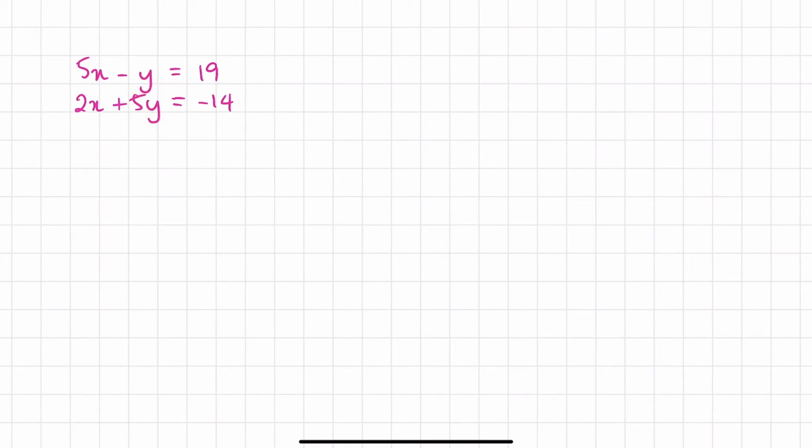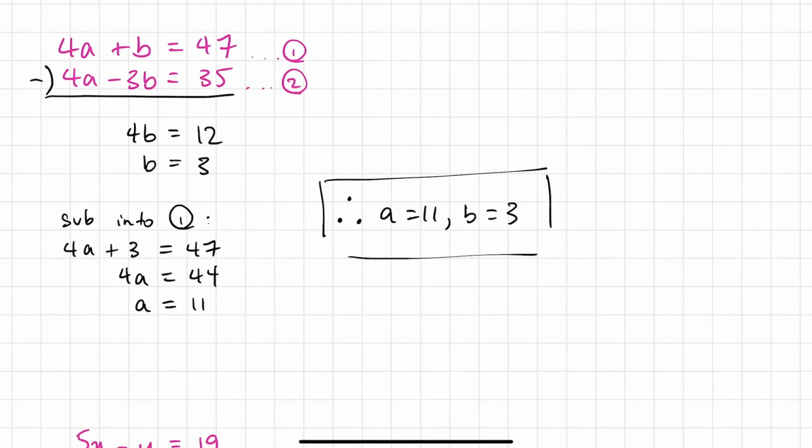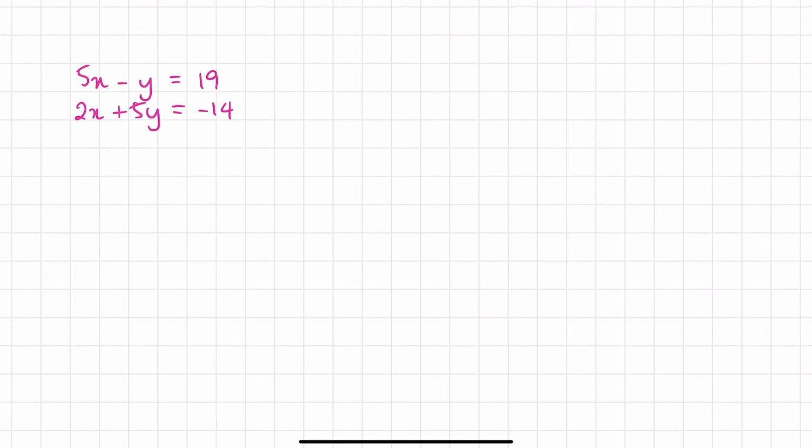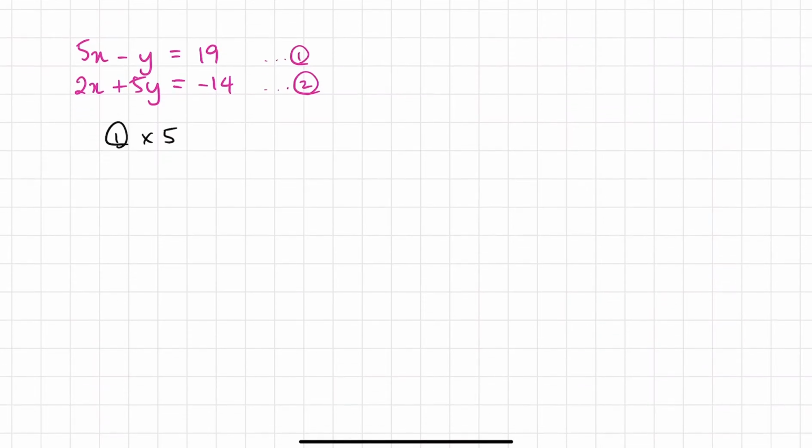What we can do is try to make a situation like the last one happen, where we've got the two 4a's and they cancel each other out. If this is equation 1 and equation 2, we can pick one of these equations and multiply, say equation 1, by 5. I specifically want to multiply by 5 because if we rewrite this, 5x minus y becomes 25x minus 5y is equal to 5 times 19, which is 95.